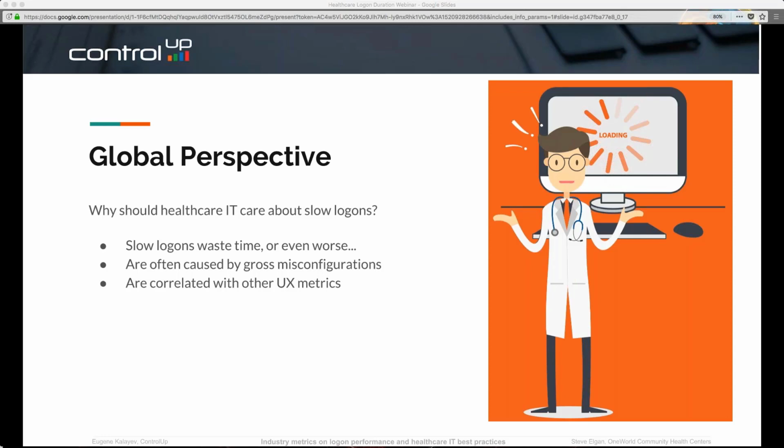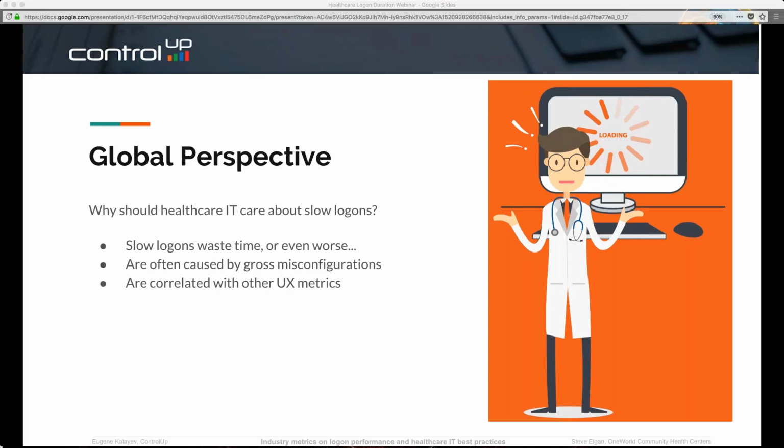And another reason is that logon duration is correlated with other UX metrics. When we talk about user experience, there are other aspects of user experience that also deal with delays. For example, the time it takes to load user applications, all sorts of timeout errors or repeated clicks by the user. All of those constitute bad user experience. It turns out that the more time users spend waiting for their desktops and published applications to become available, the more time is also spent on other delays in the network.